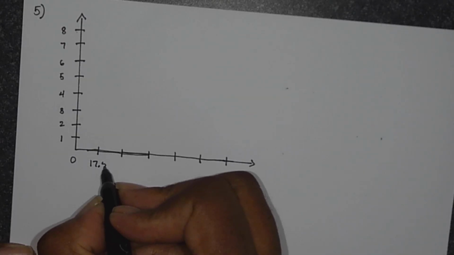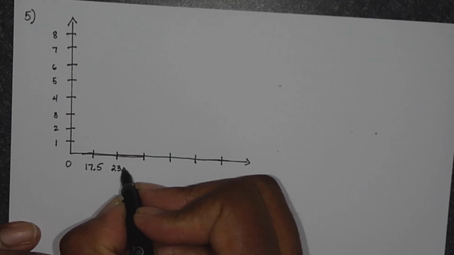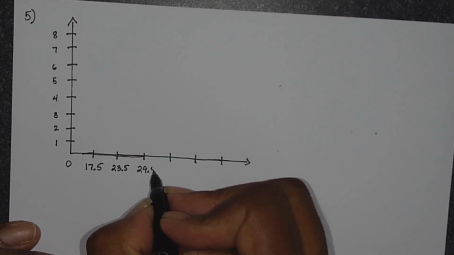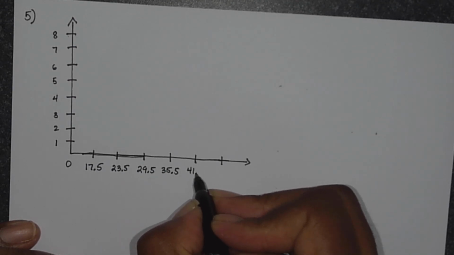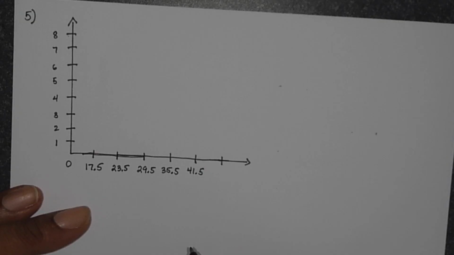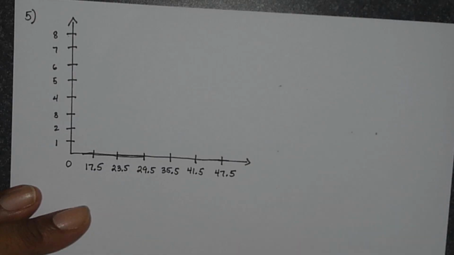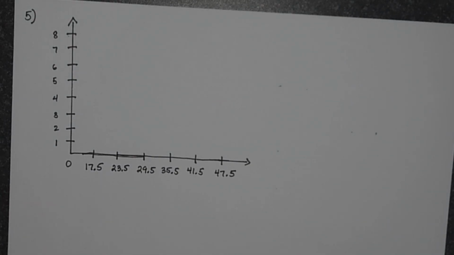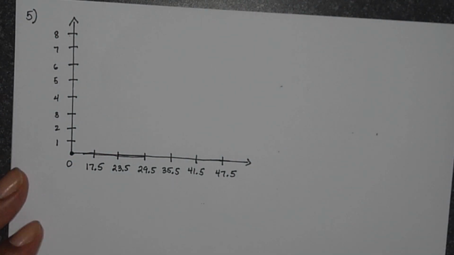And if we're using class midpoints, then here, this will be 17.5. And then the next one would be 23.5. And then 29.5. 35.5. Then 41.5. And since the class width is 6, what would be the next class midpoint? Has to be 47.5. And I'm doing that because the frequency polygon has to be a closed figure. Okay. So I'm going to start here with 0, 0, that's the origin.